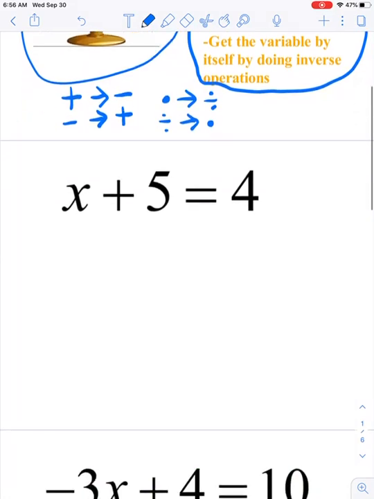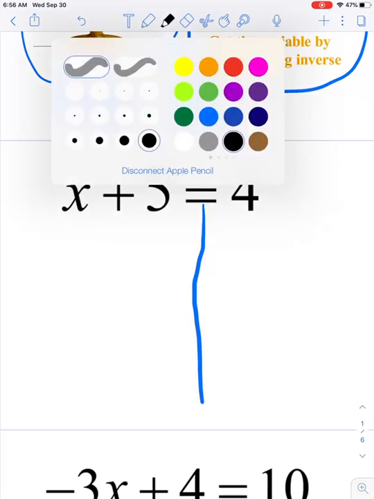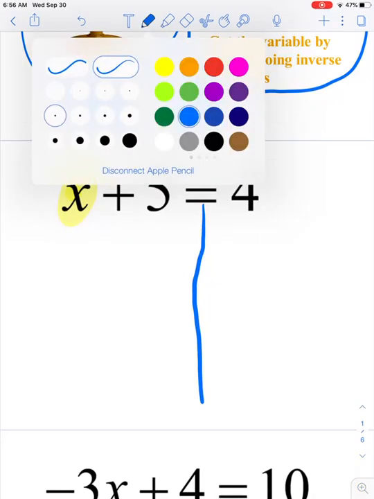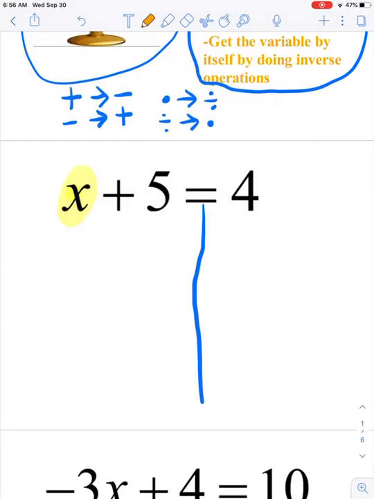So let's start simple with a one step equation: x plus 5 equals 4. Remember, when I'm doing these problems, I always like to cover up my variable. I'm going to pretend this highlighting is my finger. We're not going to worry about that; that's what we want to get by itself. So I want to undo this adding 5. The opposite of adding 5 is subtracting 5.